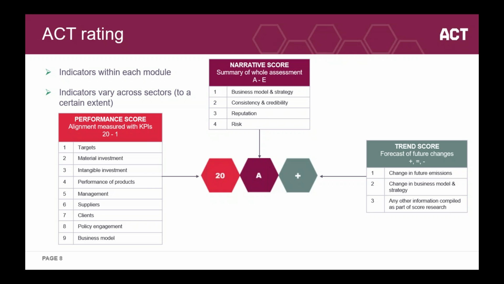We then have a trend score. Since ACT is future oriented, we seek to really bring out the element that shows what short-term performance is likely to be and how it's likely to change. So a plus indicates a company is likely to improve its performance, a minus means that the company's performance will worsen, and an equal means it will roughly stay the same. Next slide, please.